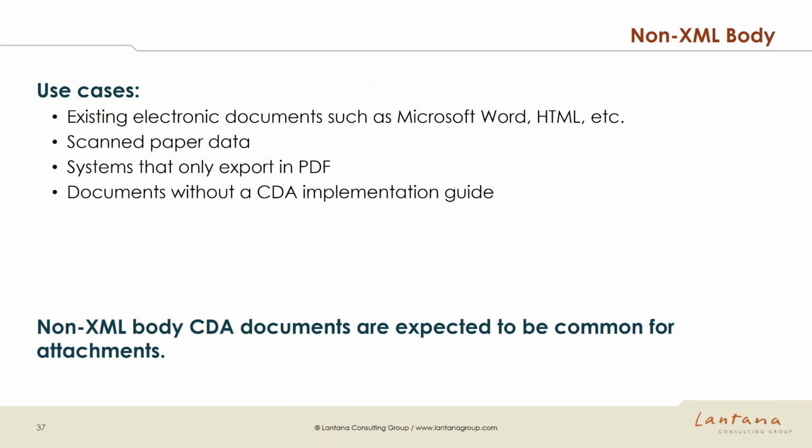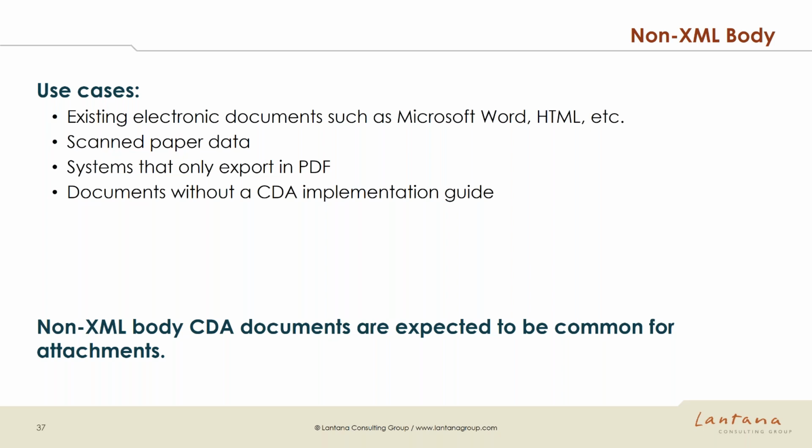So let's go into some detail and examples on the non-XML body. The use cases for this are when you've got existing documents such as MS Word or HTML that are in electronic format, or if you've got paper documents that you need to scan. You've got a large filing cabinet full of manila folders, you need to turn those into attachments and send them electronically. Also, if you've got systems that maybe can only export PDF and such, or if you need to create a document type that does not have a CDA implementation guide yet.